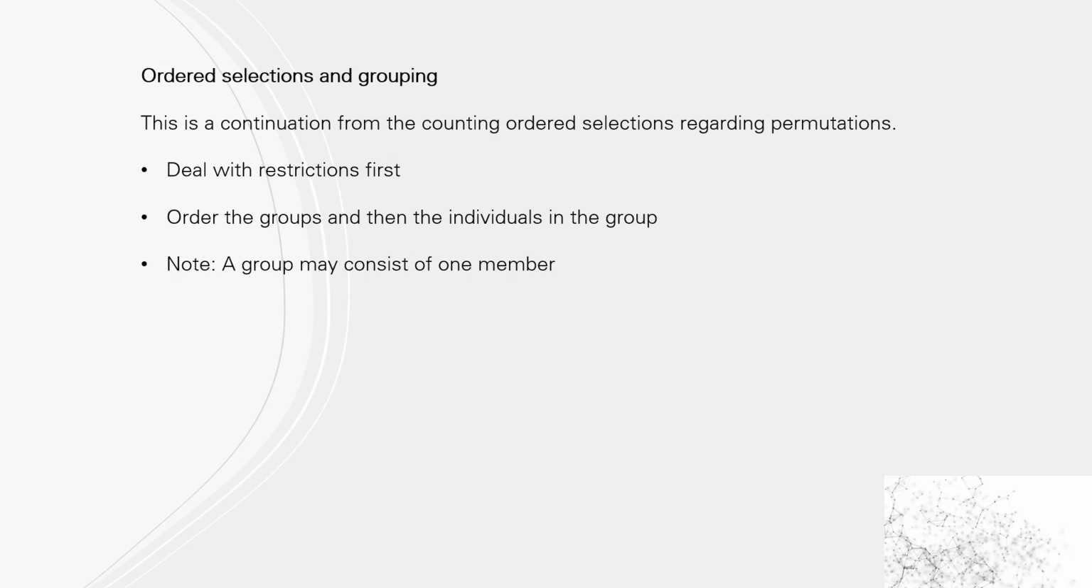Reminder that the recommendation is to deal with the restrictions first, then order the groups, and then ordering the individuals in the group is the next step. A group may consist of one member, and our final example today has a look where it could be only one member.